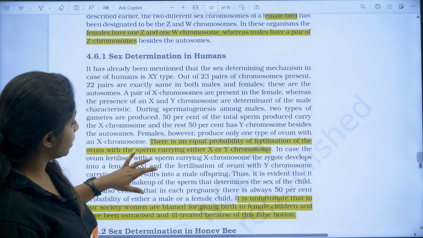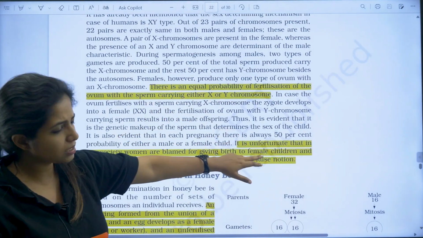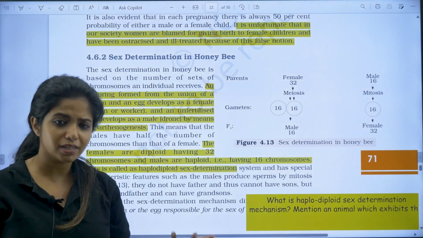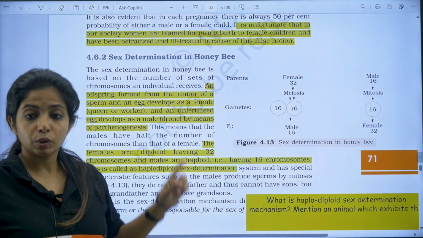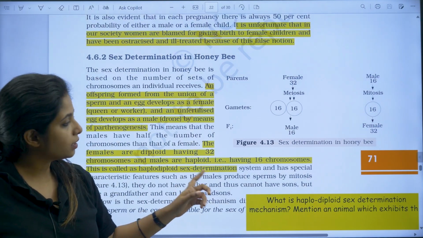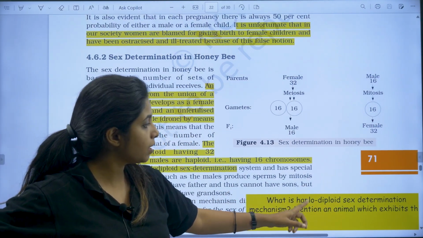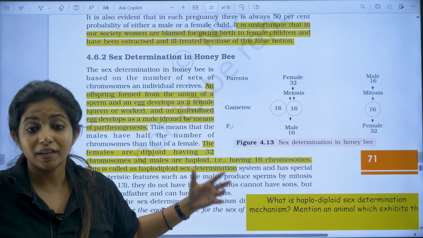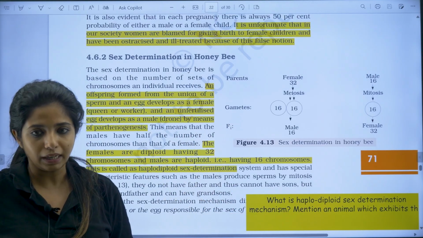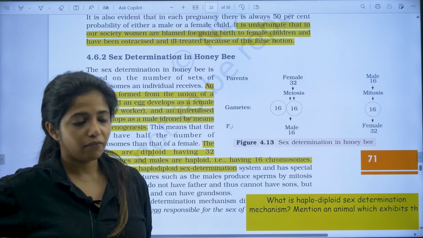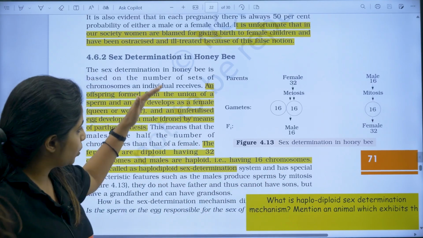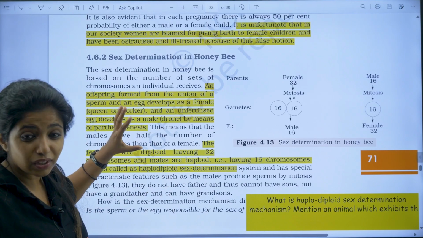Now there is a whole different type of sex determination, my dear children. So you should be reading this for female, say, human beings. That is very much important. I think you have already studied it from 10th grade onwards. This is very important. Sex determination in honeybee, haplodiploidy is the type. So what is the haplodiploid sex determination mechanism? Mention an animal which exhibits this. It is honeybee that shows this type of sex determination, my dear children. Haplodiploidy. But the haploid ones will become what? Males. Diploid ones will become females. So you just have a quick read of it. Very much important.